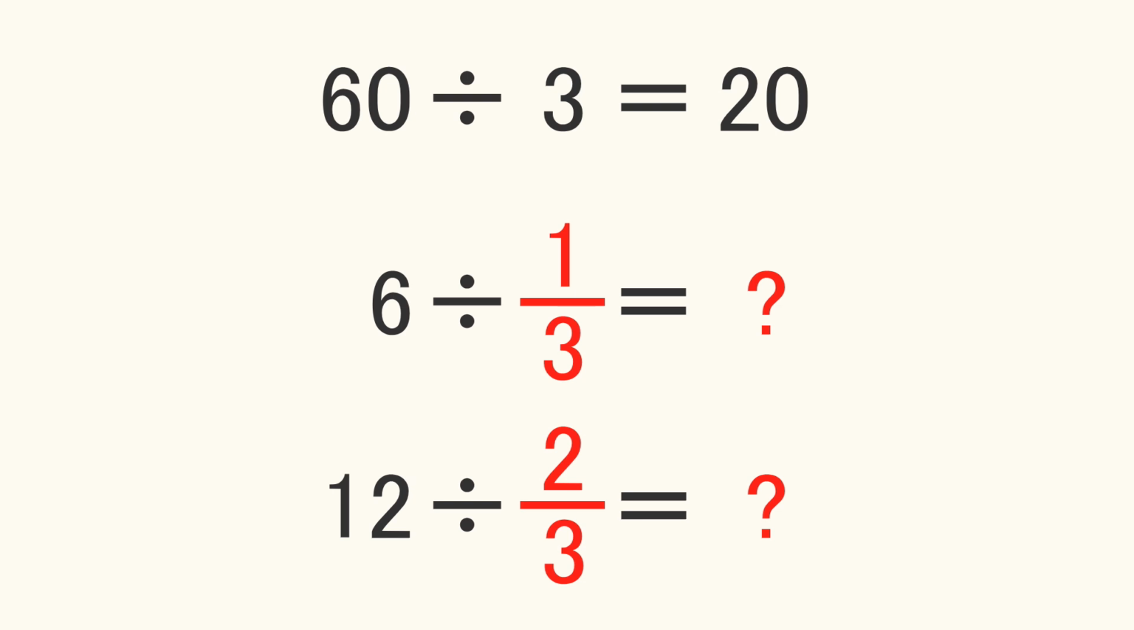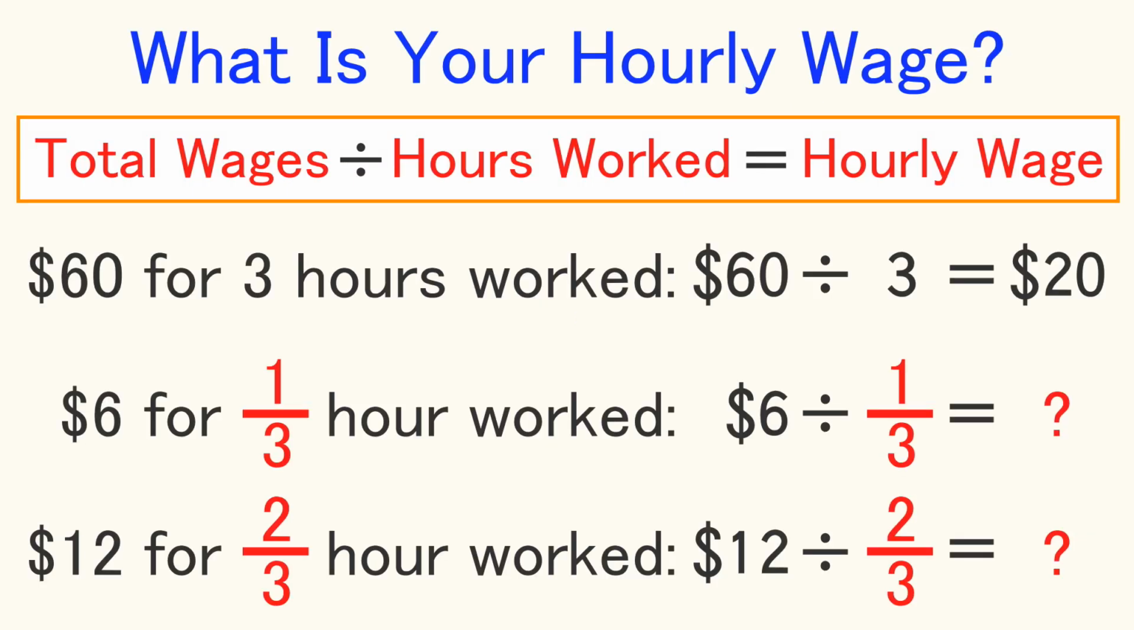To make it easier to understand, let's use the wage example, just like in the video titled Multiplication of Fractions on this channel. Let's calculate your hourly wage from the total wages you received and the hours you worked. We can find your hourly wage by using a simple formula. Total wages divided by hours worked equals hourly wage.